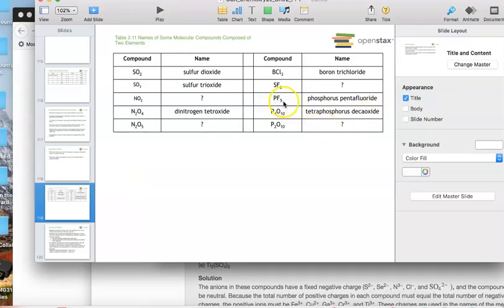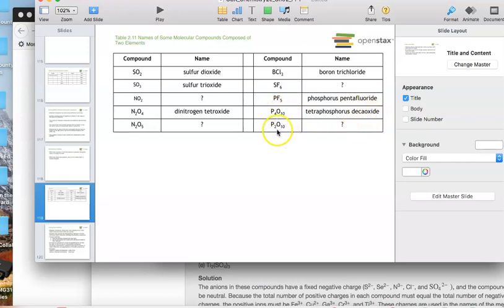Next one, PF5. P is phosphorus. Fluorine becomes fluoride. There's a 5 there. That means the prefix for 5 is penta, so it's going to be phosphorus pentafluoride. Next one, P4O10. So 4 is tetra, so it's going to be tetraphosphorus. 10 is deca. Oxygen becomes oxide. So tetraphosphorus decaoxide.